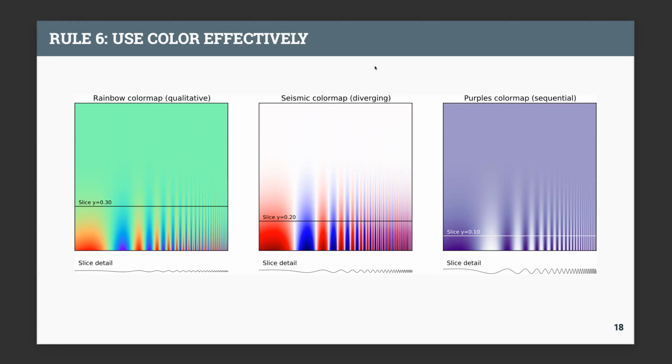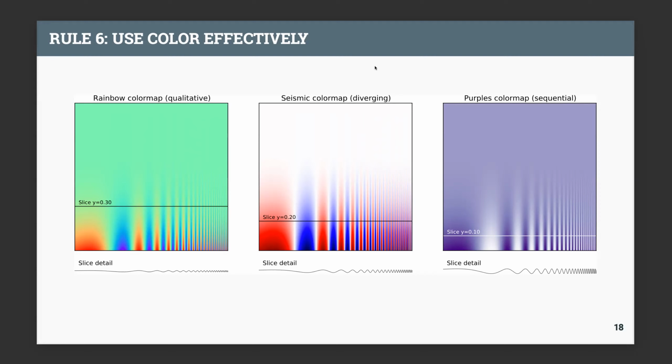So you want to use a sequential color map like the purple one. And if you look at the high frequency domain, you can see that we are able to see the signal in this high frequency. Now, if you look back to the rainbow color map, you can see this is much more difficult to see the information. And the same is true for the seismic.